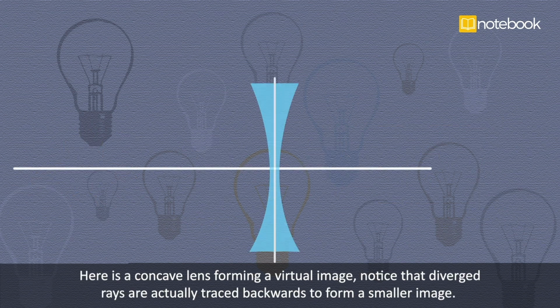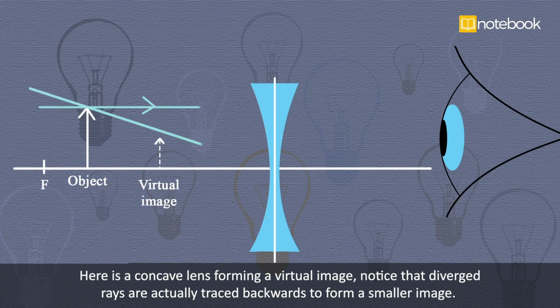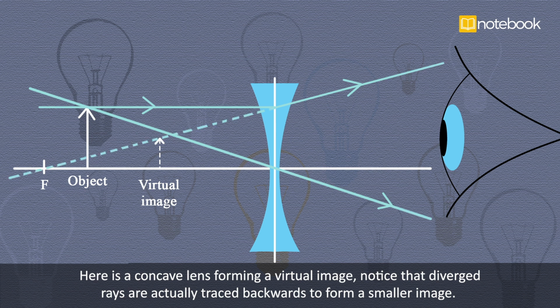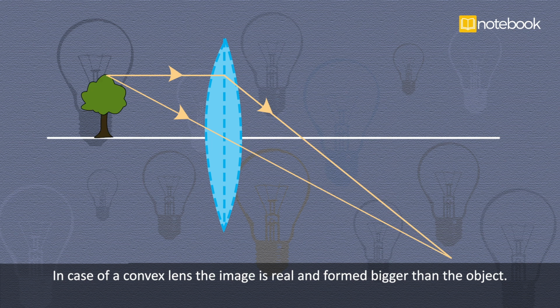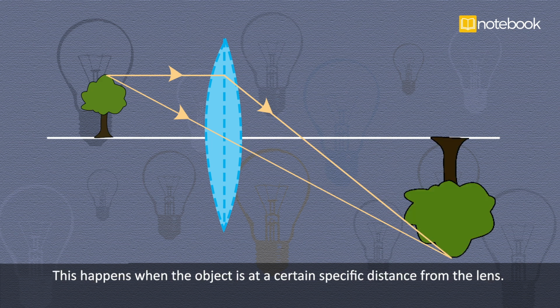Here is a concave lens forming a virtual image. Notice that diverged rays are actually traced backwards to form a smaller image. In case of a convex lens, the image is real and formed bigger than the object. This happens when the object is at a certain specific distance from the lens.